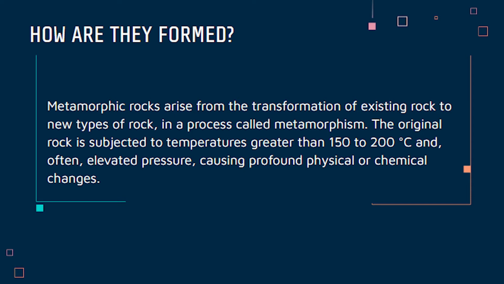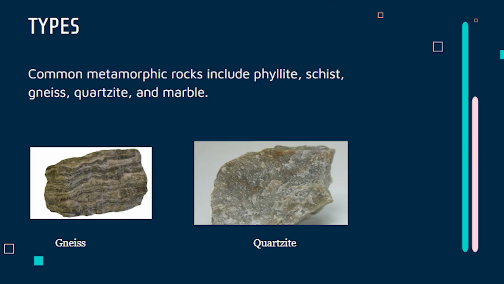Now, you have different types of metamorphic rock, of course. Common metamorphic rocks include phyllite, schist, gneiss, quartzite, and marble. Now, if I'm mispronouncing some of these, please don't penalize me, but I'm trying to pronounce them as best as possible.